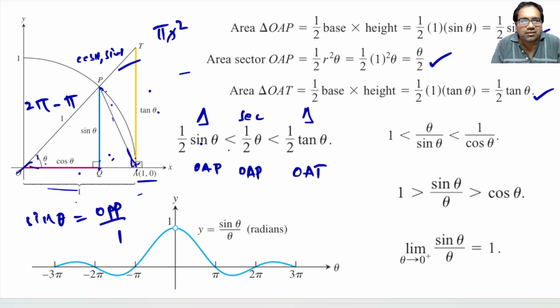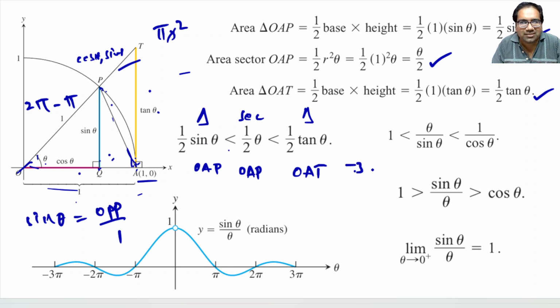What does that mean? If we divide everything by half sine theta, or we cancel half and divide everything by sine theta, 1 less than theta by sine theta less than 1 by cos theta, right? Tan theta is sine theta by cos theta. You divide it by sine theta, so sine theta will get cancelled. So it will become 1 by cos theta. Please note, when we are dividing, obviously sine theta has to be positive. Otherwise, we cannot say this, right?